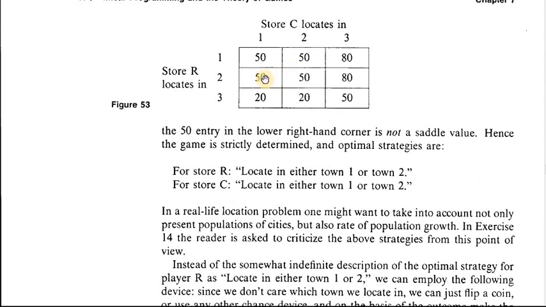Look at this 50. This 50 is the minimum in this row and the maximum in this column. But so is this 50. It's the minimum in its row and the maximum in this column. And so is this 50. Minimum in its row, maximum in its column. So is this 50. All these 50s are saddle values, and they all are the same value.